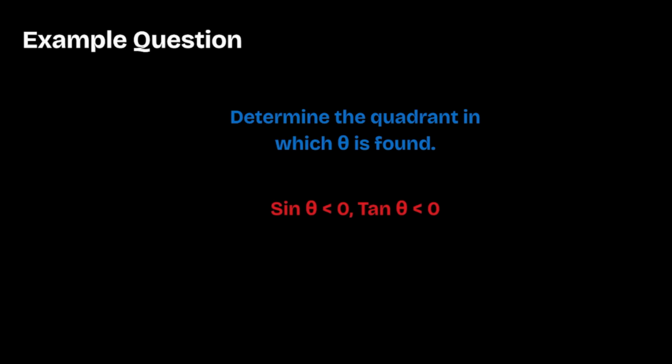So let's try an actual question from the workbook now. This question says, determine the quadrant in which theta is found. It says sine theta is less than 0 and tan theta is less than 0. So from this we know that both sine and tan are negative. So we're going to go look at our graph now, and we're going to draw out our All Students Take Calculus.